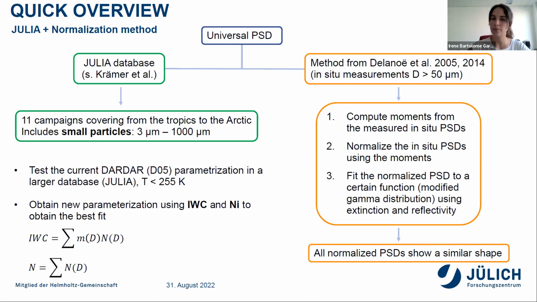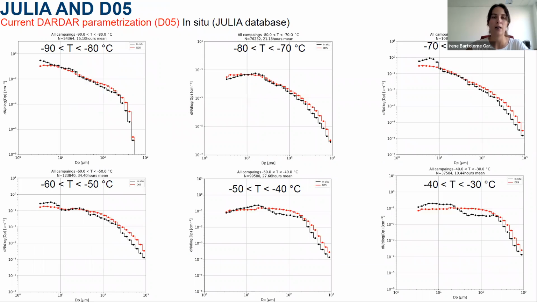It follows also in our definition of the cost function. So the first thing that we want to do is to check this DO5 parametrization in the Julia dataset. And here in the next slide, you can see the results. This is similar to figures that I've already shown.